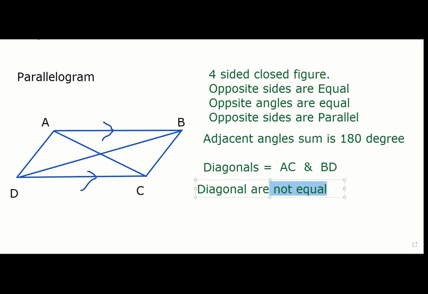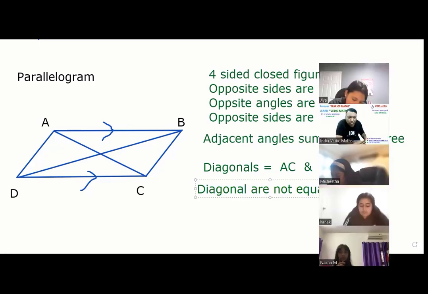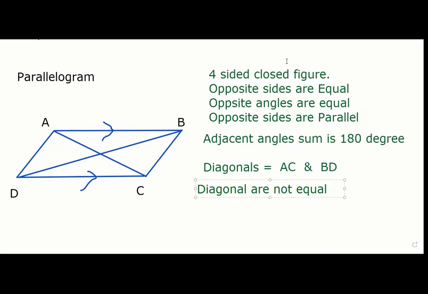This is an important property. Not equal means AC and BD are not equal, guys, in a parallelogram. They bisect each other. I'll come to the bisecting. These are the properties. I'll come to Naja's question also. Sir, what is the difference between rhombus? But Naja, these are the 1, 2, 3, 4, 5, 6 properties of parallelogram. Clear, everybody? Any question on this?